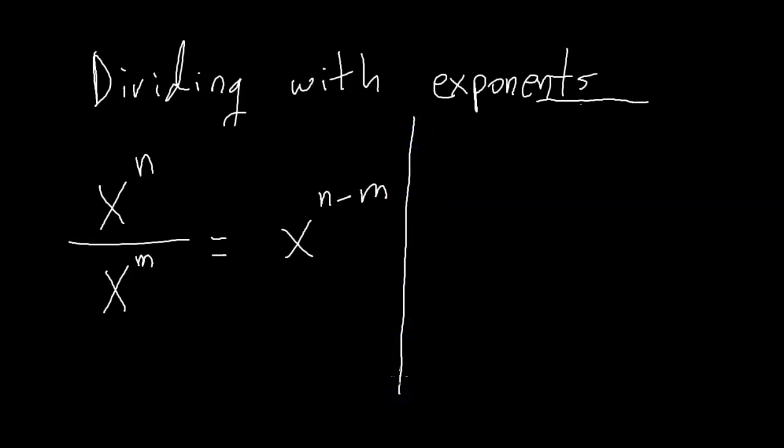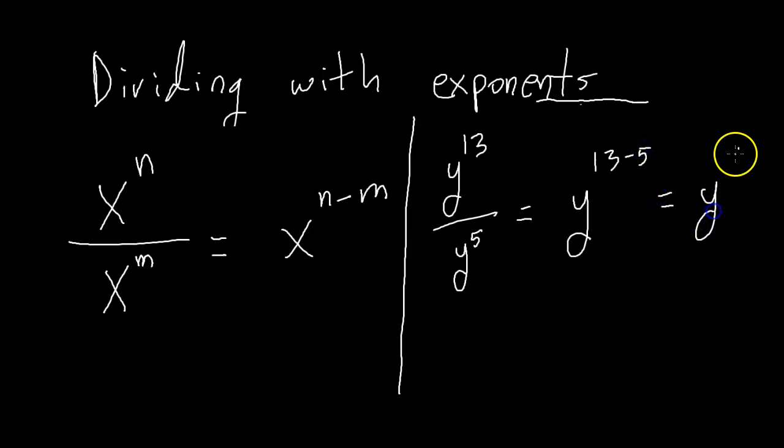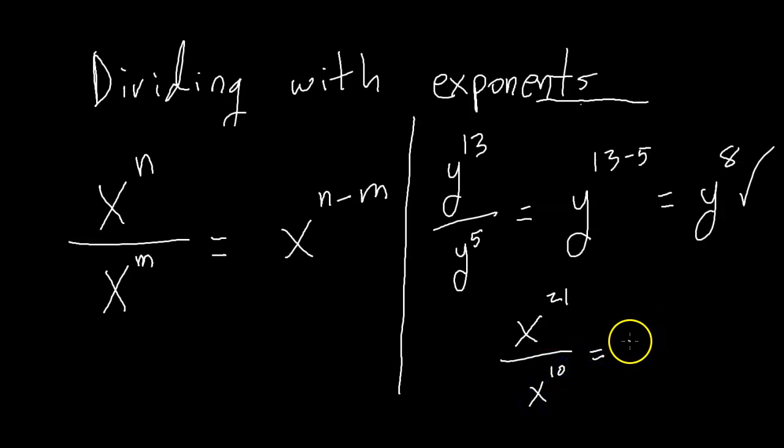So I know that's a lot of variables to deal with, but let's just take a minute and see what it means. If we had something like y to the 13th power divided by y to the 5th power, we automatically know that this means y to the 13 minus 5th power, which is y to the 8th power. If we had something like x to the 21st power divided by x to the 10th power, we automatically know this means x to the 21 minus 10 power, which is x to the 11th power.